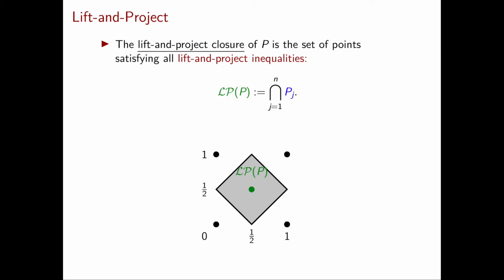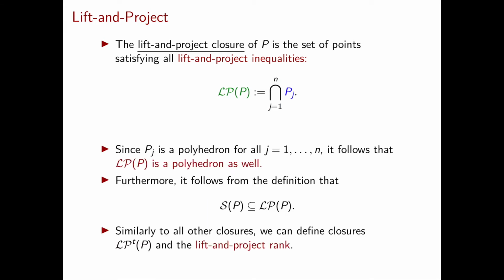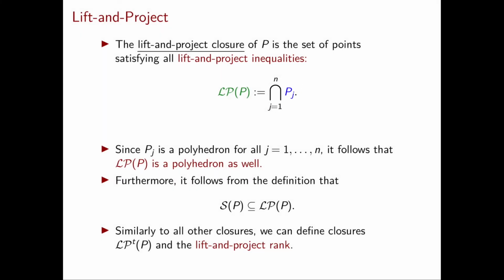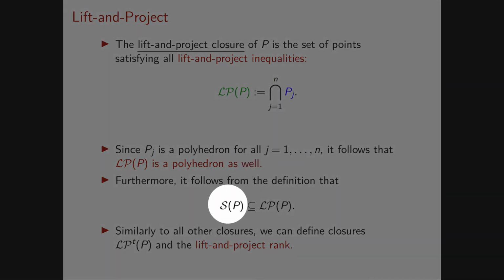Therefore, as usual, we want to apply the lift and project closure recursively. So the first thing we need to do, as always, is to show that the closure is indeed a polyhedron. But in this case, it's much simpler than in the previous cases that we have seen. In fact, every Pj is a polyhedron by Balas's extended formulation, and we're intersecting only n such polyhedra, and therefore the intersection must be immediately polyhedral. One more thing to observe is that the split closure is always contained in the lift and project closure. This is because every lift and project inequality we have seen is also a split inequality.